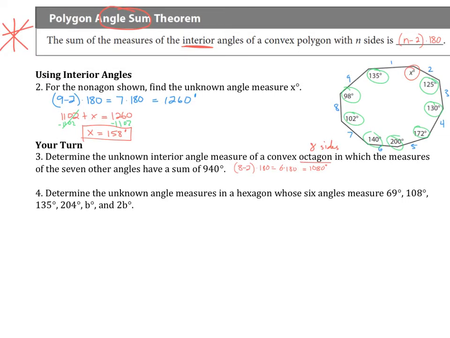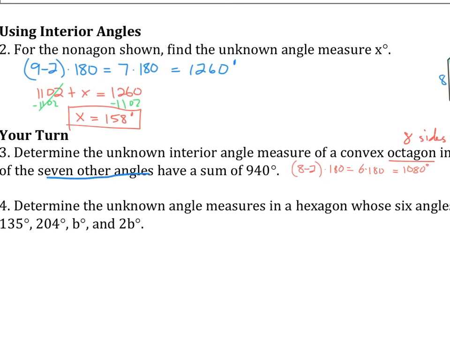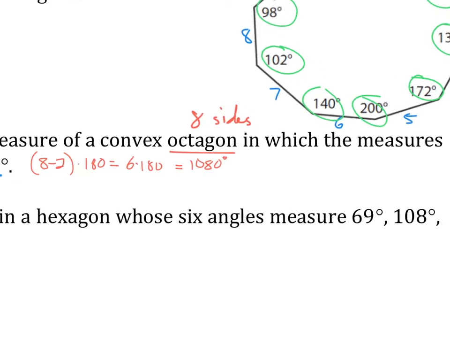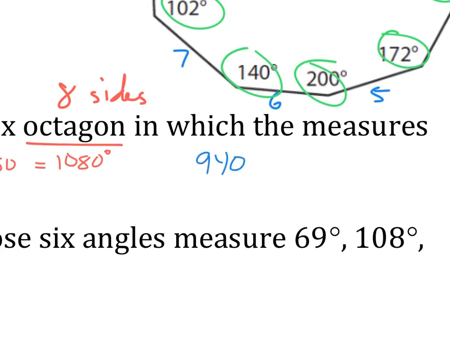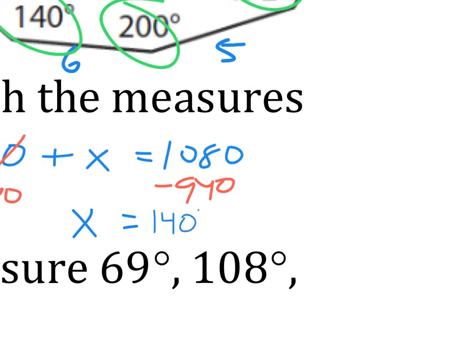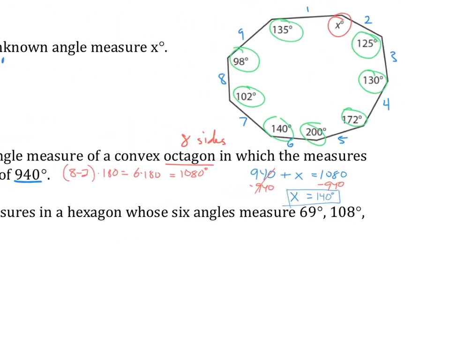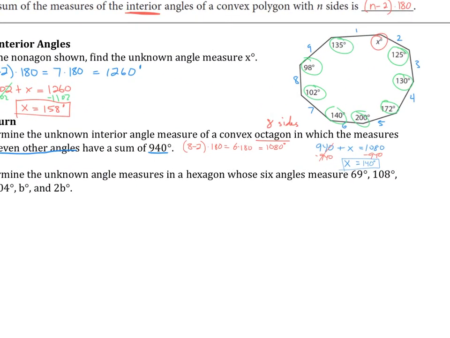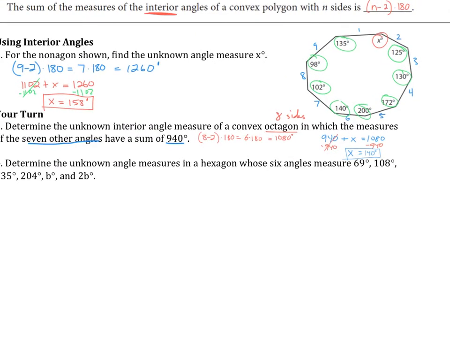Now it tells me that these 7 other angles add up to 940. So 940 plus my missing angle has to equal that 1,080. So we're going to subtract 940 from both sides, and x will equal 140 degrees. So again, that's where knowing that little expression, the n minus 2 times 180, can really be useful.